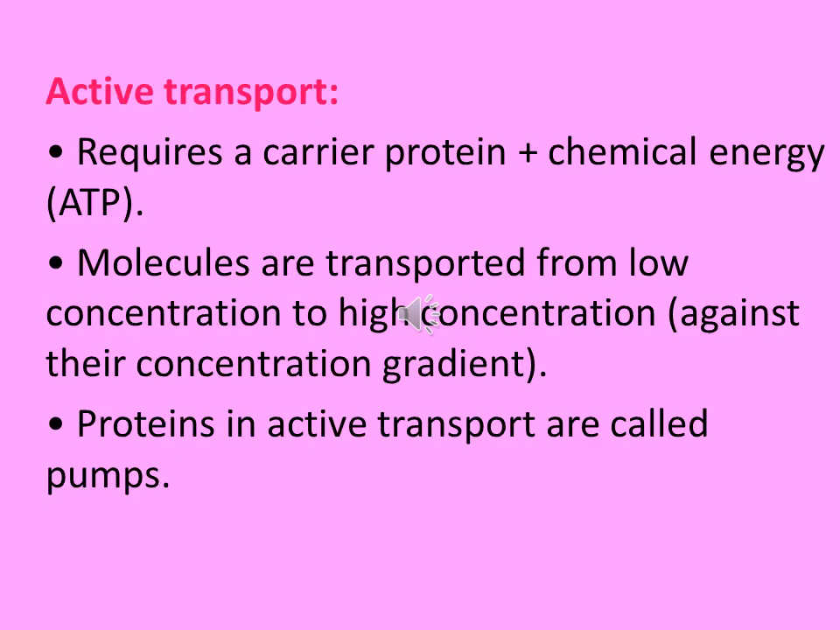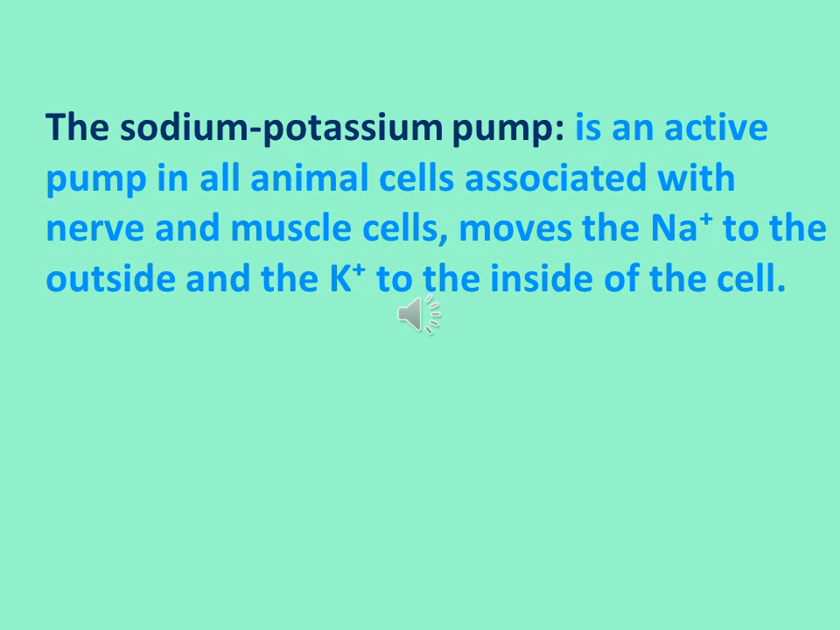The second type of transport across the plasma membrane is active transport. In this method, molecules are transported from low concentration to high concentration against their concentration gradient. So this requires a carrier protein plus chemical energy represented by adenosine triphosphate, ATP. Proteins in active transport are called pumps. The sodium-potassium pump is an active pump in all animal cells, associated with nerve and muscle cells. It moves the sodium to the outside and the potassium to the inside of the cell.